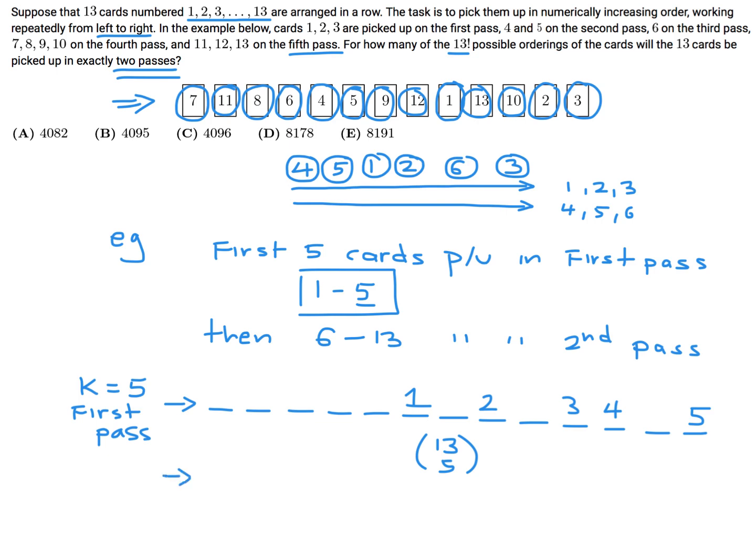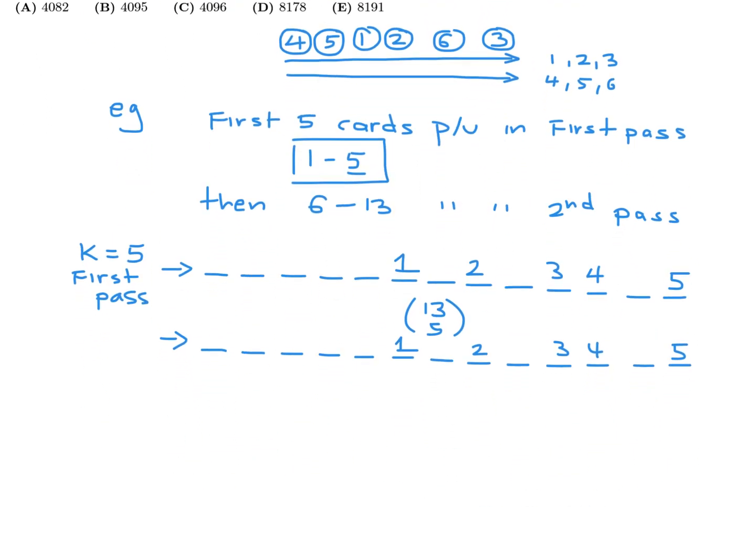Now we get to the second pass. 1, 2, 3, 4, 5, 6, 7, 8, 9, 10, 11, 12, 13. Now we've already put the 1 here, the 2 here, 3, 4, and 5. Now, how do we put the other numbers 6 to 13? There's only one way of doing that. If you want only 2 passes, in the second pass, they have to be put in numerical order. So that means that the 6 goes here, 7, 8, 9, 10, 11, 12, 13. So there's only one way of doing that. Got it? I hope that makes sense.